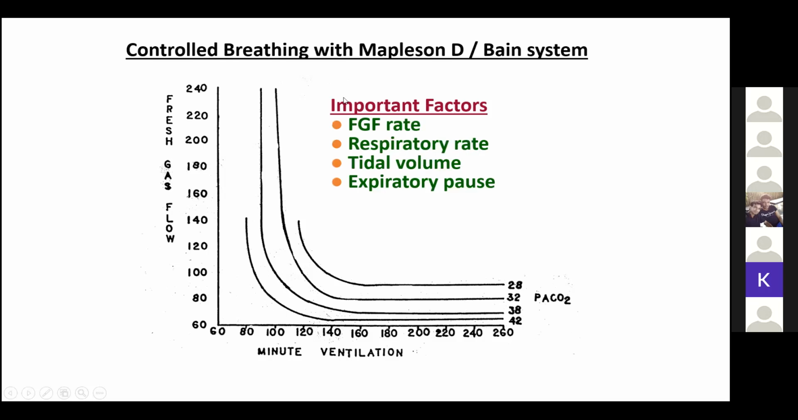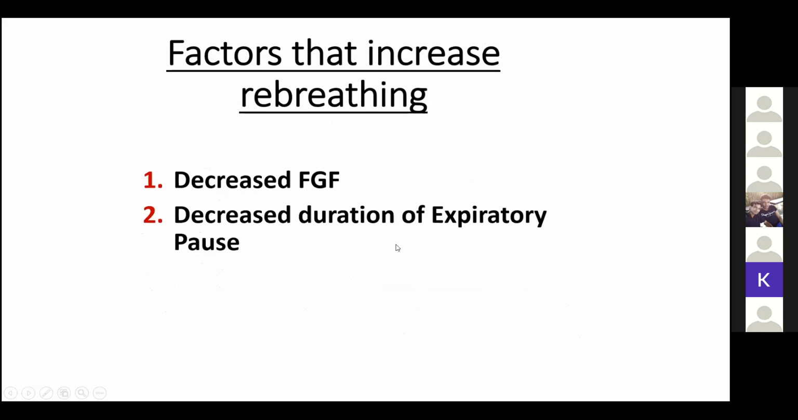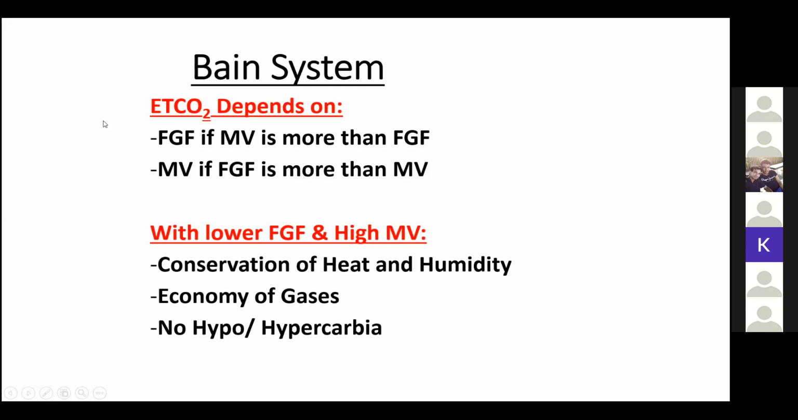So what is the relation? Important factors are fresh gas flow rate, respiratory rate, and tidal volume, because these will decide your minute ventilation, and the expiratory pause. Expiratory pause is most important here. So what happens? The factors that increase rebreathing are decreased fresh gas flow rate, decreased duration of expiratory pause, increased respiratory rate, and increase in tidal volume. So these things will affect your rebreathing. Of course, if CO2 production is increased, you have to change your fresh gas flow rate, minute ventilation, everything.